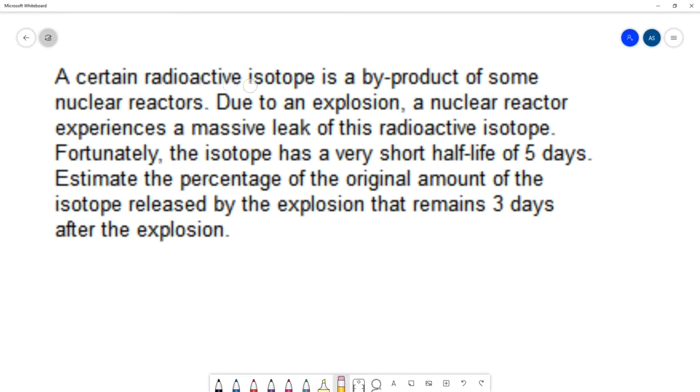A certain radioactive isotope is a byproduct of some nuclear reactors. Due to an explosion, a nuclear reactor experiences a massive leak of this radioactive isotope. Fortunately, the isotope has a very short half-life of 5 days. Estimate the percentage of the original amount of the isotope released by the explosion that remains 3 days after the explosion.